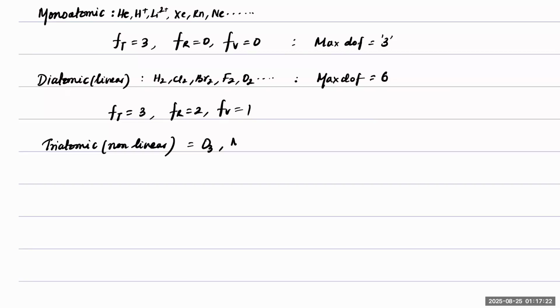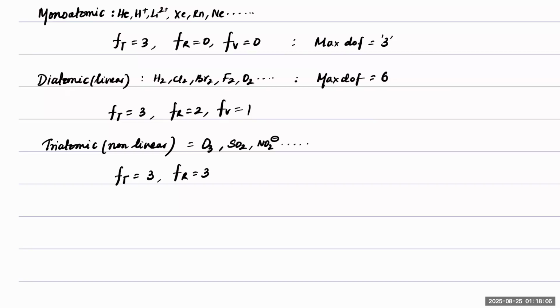N3, sorry, O3. Then let's say SO2, correct? We have NO2 minus. All of these have bent shapes. They are not linear, non-linear. So for these kinds of molecules, now the translational degrees of freedom are going to be constant. Then rotational going to be 3 now, because now if you have it in a bent shape, as it rotates, in every axis it rotates, there is a high contribution of energy into it.